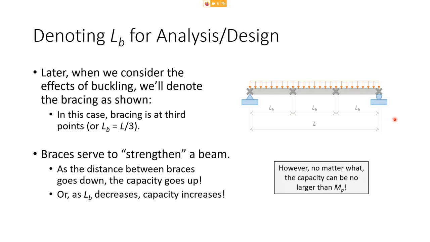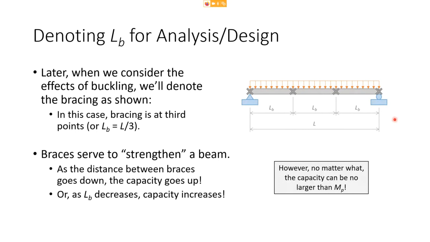Okay, I want everybody to make sure they're crystal clear about the difference between the length of the beam and the LB. Now, what a brace serves to do is, quote unquote, strengthen a beam, because as the distance between the braces goes down, the capacity of that beam goes up. Okay, so it's like a column. The longer a column gets, the more slender it gets, and the more slender it gets, the more it wants to buckle. And it's the same thing with beams.